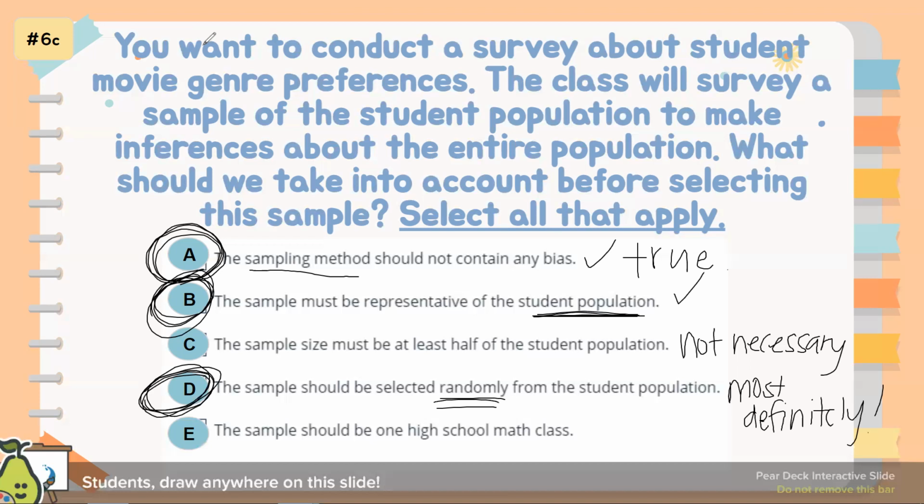And lastly, the sample should be one high school math class. Again, no, that's not going to work for us. Remember, that could be our class. That does not represent the entire population of students. So that's not going to work for us.